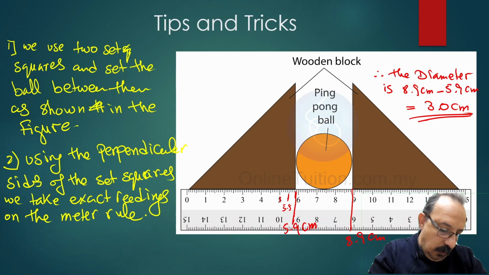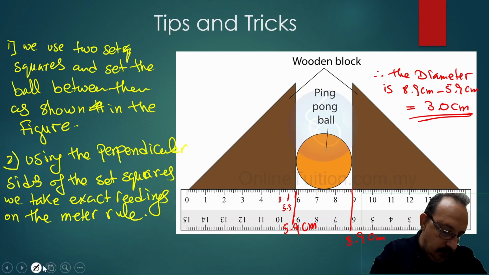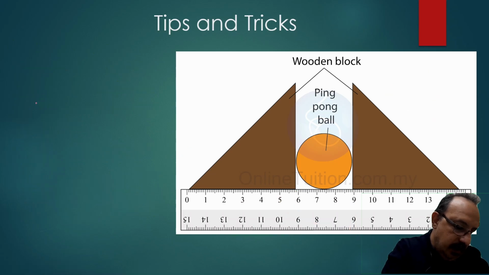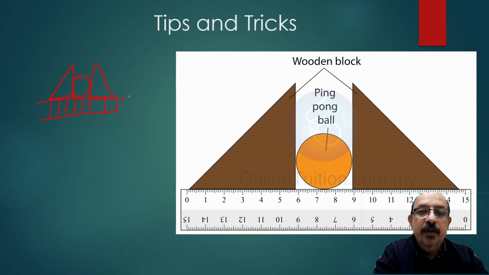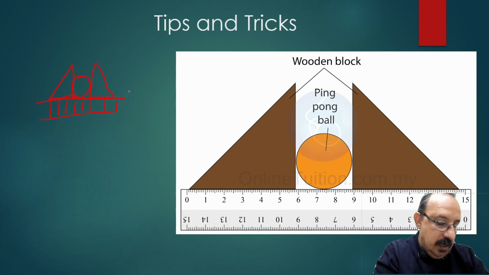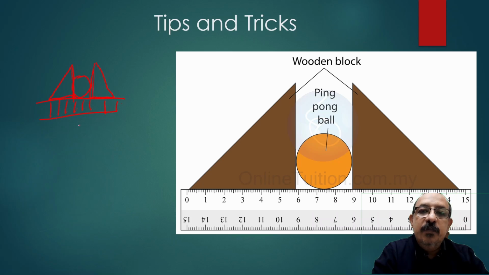And please make a small sketch similar to this one. Then we can say this is the meter rule. Here is the ball, here are the set squares. You can show a similar diagram and then say that use the perpendicular sides of the set square to take accurate measurements on the meter ruler. Then the difference is the diameter of the sphere or the circular shape or the ball whatsoever.